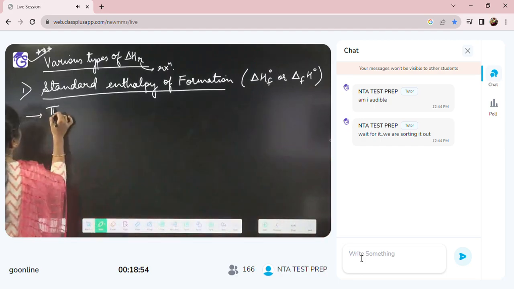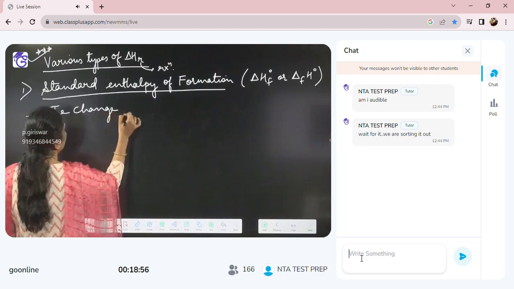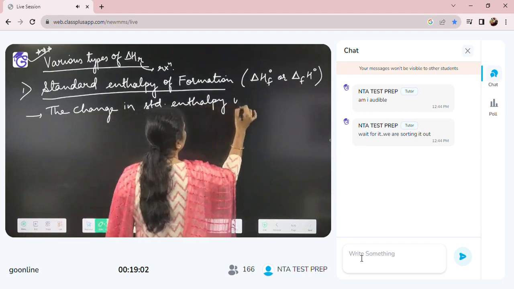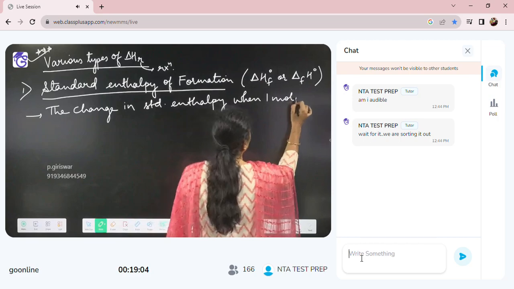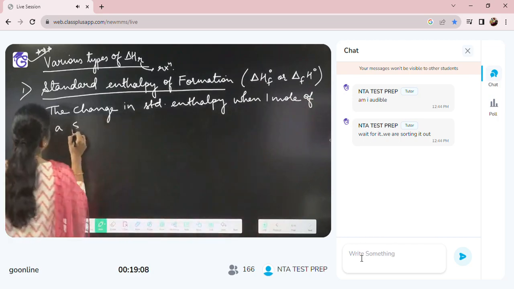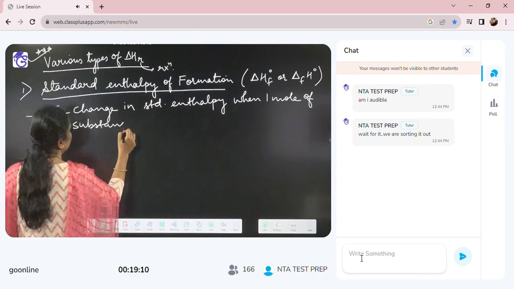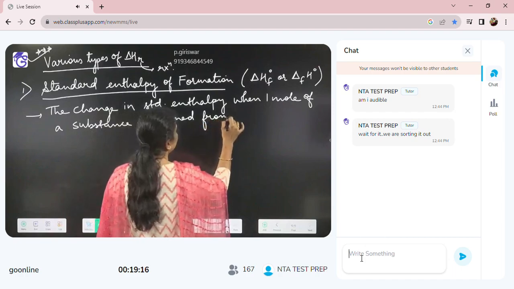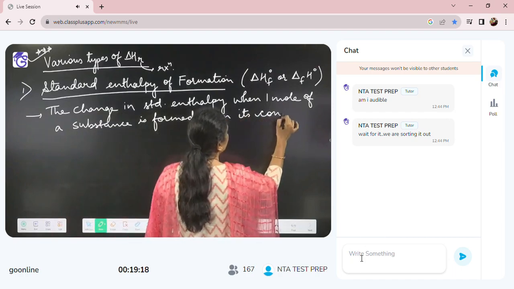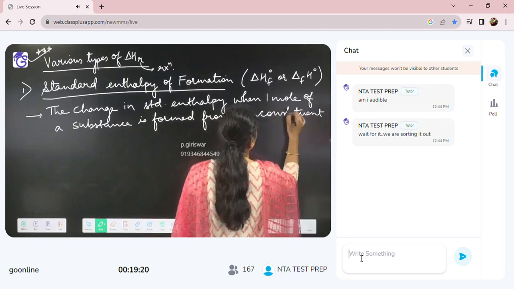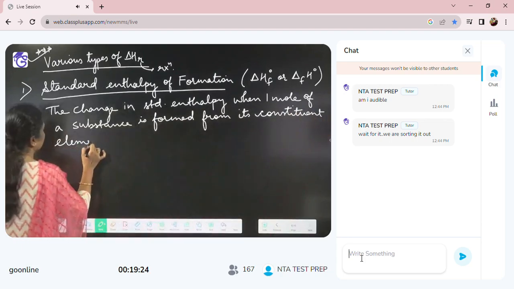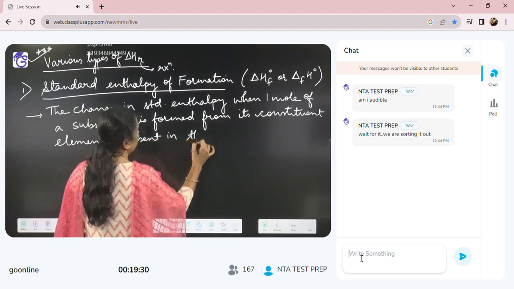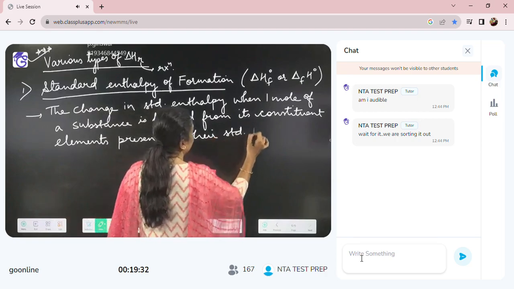The change in standard enthalpy when 1 mole of a substance is formed from its constituent elements present in their standard or reference state.